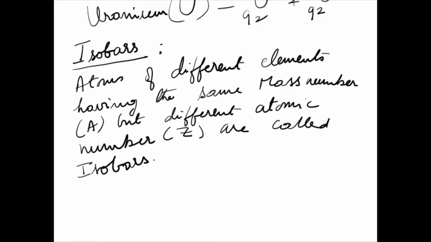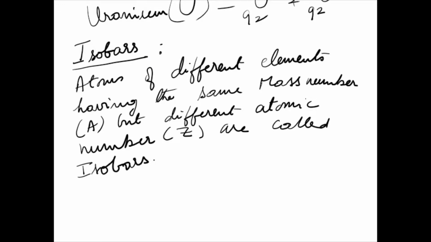So isobars have different atomic numbers. The number of electrons and number of protons is different, but the mass number, that is the total number of protons and neutrons, that sum is the same. The number of electrons outside the nucleus is always equal to the number of protons. So the total number of protons and neutrons is the same.